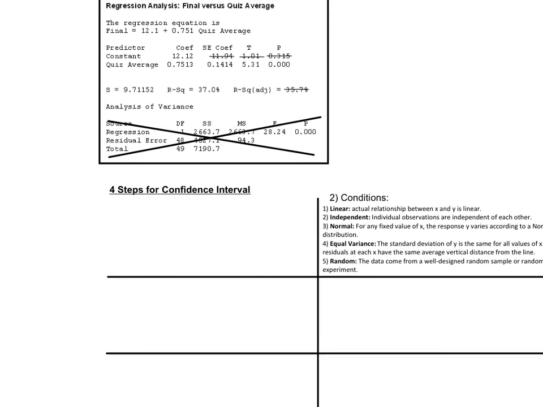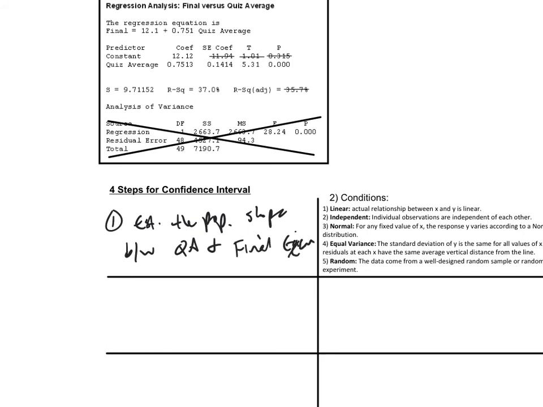Okay? And so lastly, the steps for the confidence interval. One, the optional step is that we are going to estimate the population slope between quiz average and final exam. Okay, and from there, we have our conditions again right out of the gate. And from the conditions, then we are going to go to our degrees of freedom, which in this case are 50 minus 2, or 48 degrees of freedom again. Let me just bring up the T star value as well.